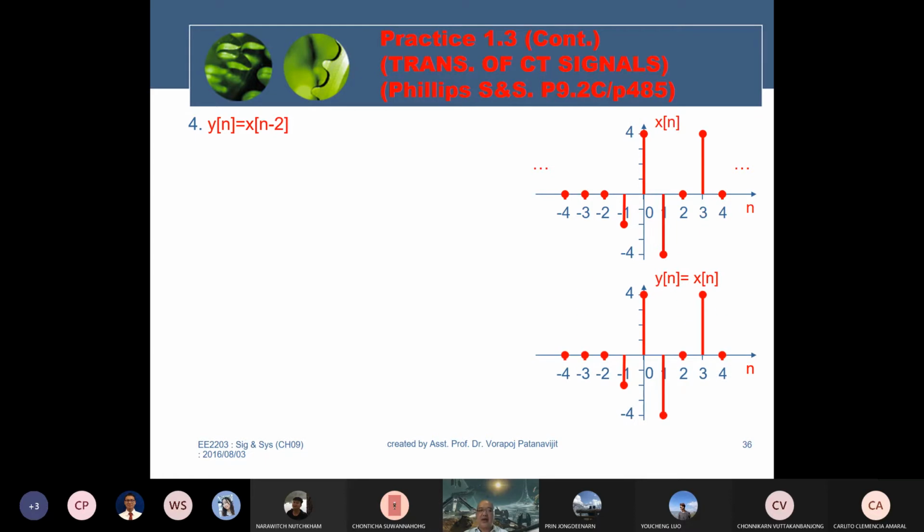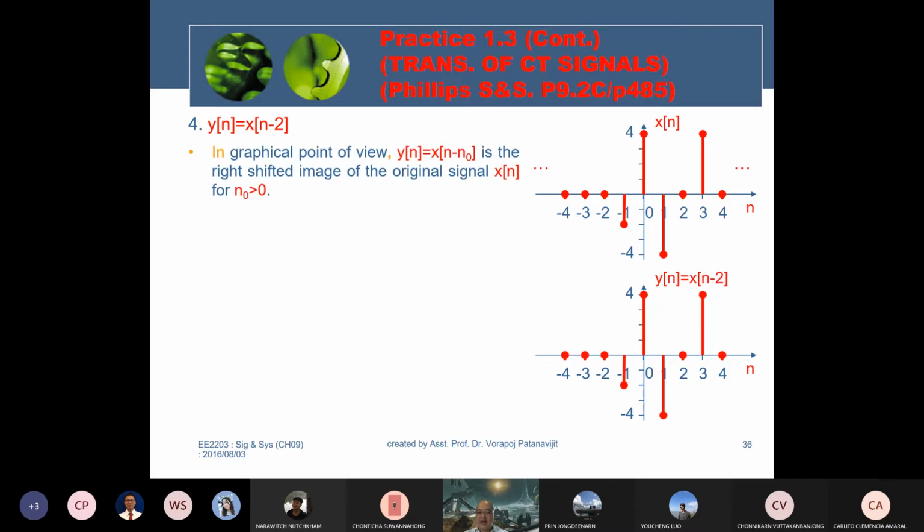The next one is yn equal to xn minus 2. xn minus 2 is the time shifting. In the graphical point of view, yn equal to xn minus n naught is the right shift image of the original signal xn for n naught greater than 0. The question gives you xn minus 2, which means n naught equals 2, which is positive. Therefore, the signal will be shifted to the right-hand side by 2 points, as shown in the slide.